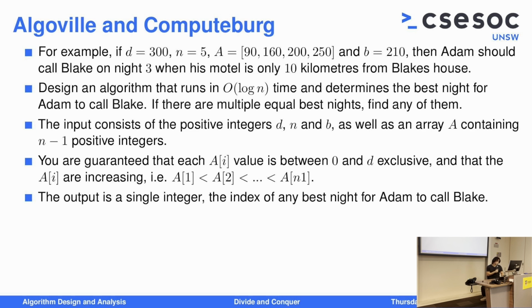Yeah, okay, this is just something about the input. So I guess we've turned it more mathematical. The input consists of positive integers d, n and b, as well as an array A, which contains n minus 1 positive integers. And as we said before, each motel is further than the next, and that's just what that next line says, but mathematically. And we want to output the single integer index of any best night for Adam to call Blake.